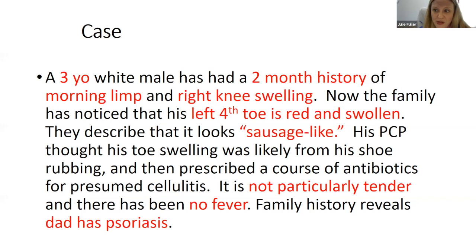And here are the key features in this case. It's a smaller child with subacute presentation of what sounds like some knee arthritis with morning stiffness, but now presenting with a dactylitis that's not particularly tender and really doesn't fit the clinical picture for a cellulitis. And then the other feature is obviously dad or 1st-degree relative having psoriasis.